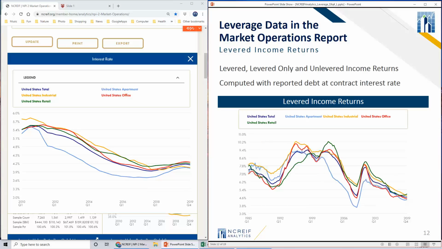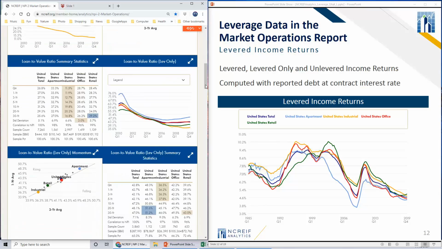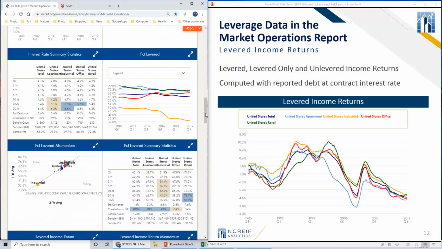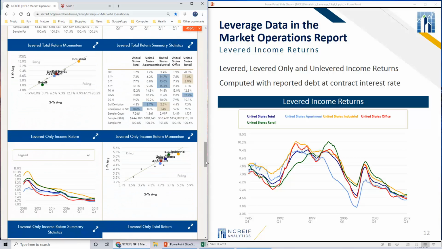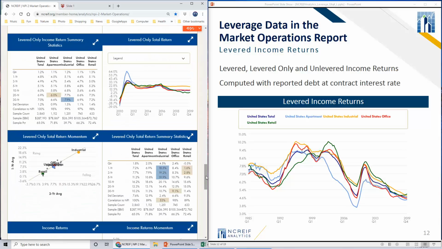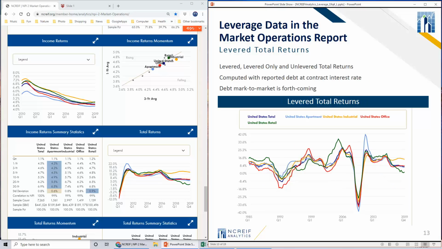So how has this leverage affected the returns of the NPI, you may ask? Scrolling down through the report, we can see the levered income and total returns, then the levered only property returns, and lastly the unlevered returns. These returns are all computed with the reported debt by the membership at the contract interest rate. NCREIF collects the debt mark to market, and we expect to add it to analytics in the future.